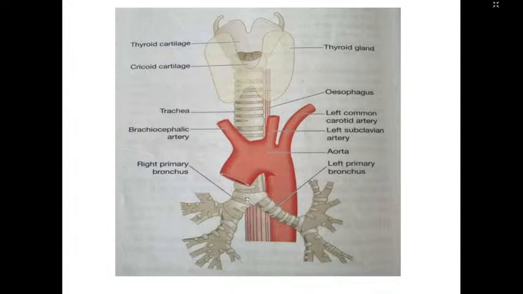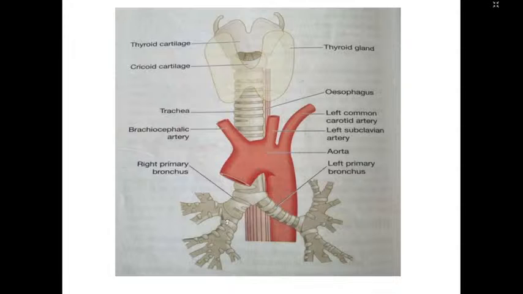So out here, this is the carina. Carina is the point where trachea divides into two main bronchi, primary bronchus. Right primary bronchus, left primary bronchus. The plural would be bronchi. So this is the secondary bronchus.